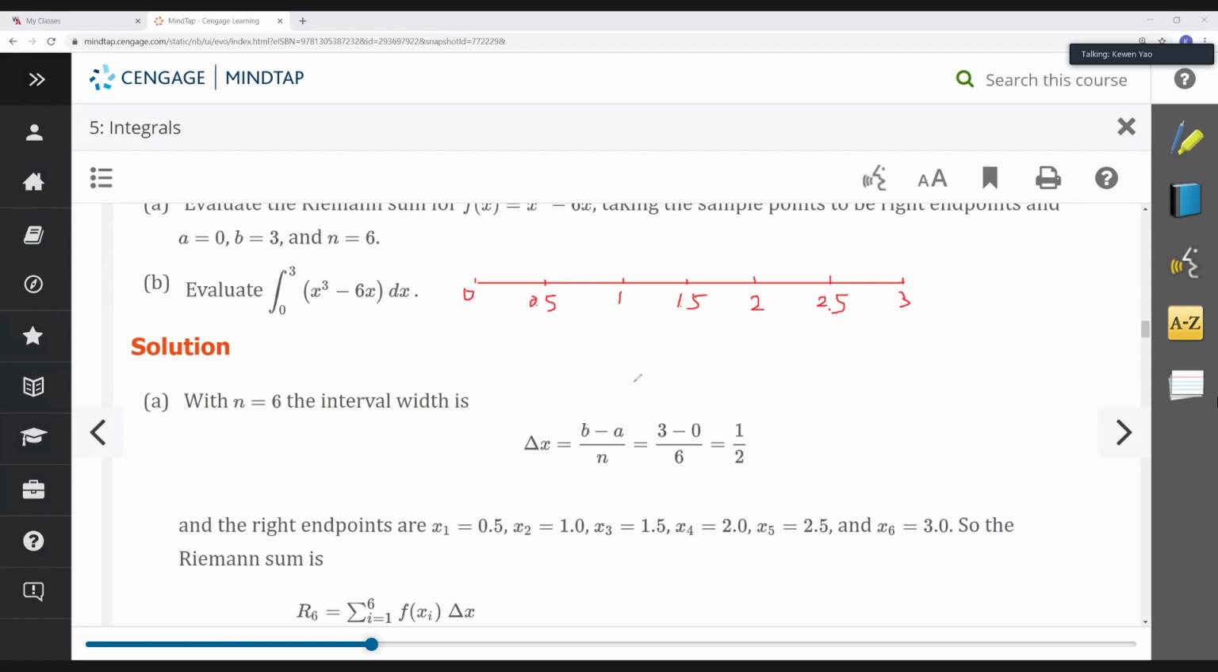Common sense, right? Because the delta x is 0.5, so therefore you can find the coordinate for each interval: 0 plus 0.5, 0.5 plus 0.5, which is 1, 1 plus 0.5, 1.5 plus 0.5, 2 plus 0.5, and 2.5 plus 0.5. So you can find all these values. See here.